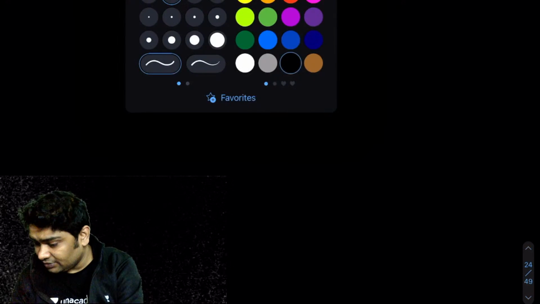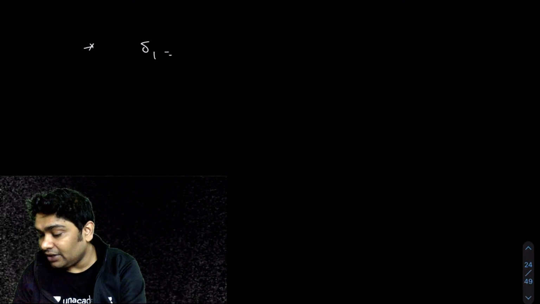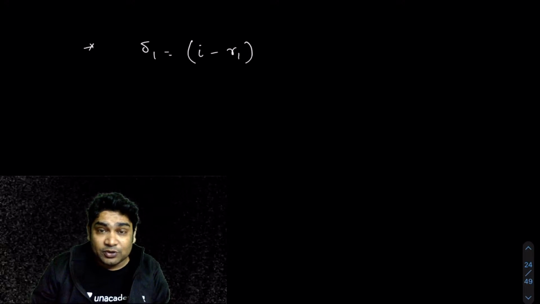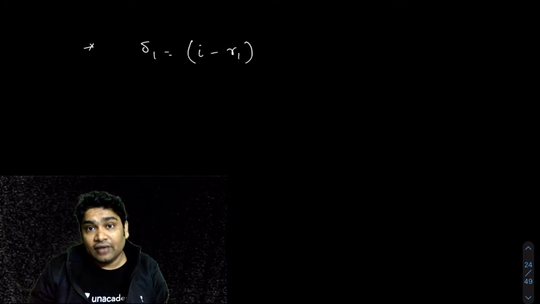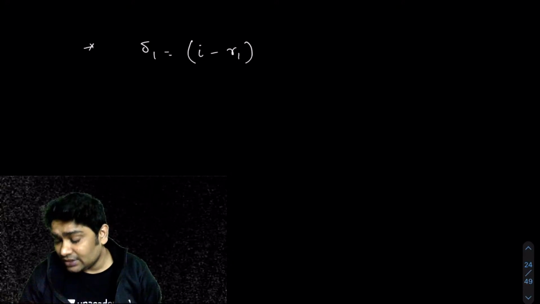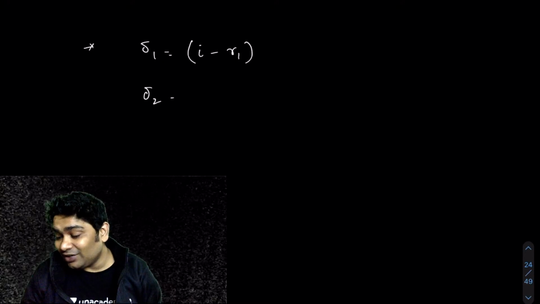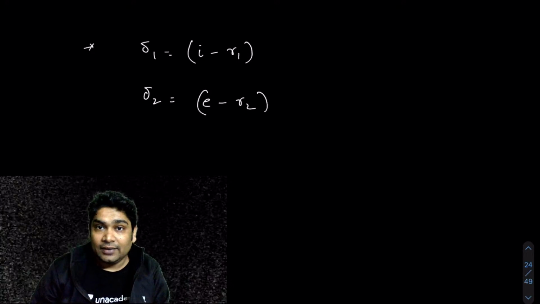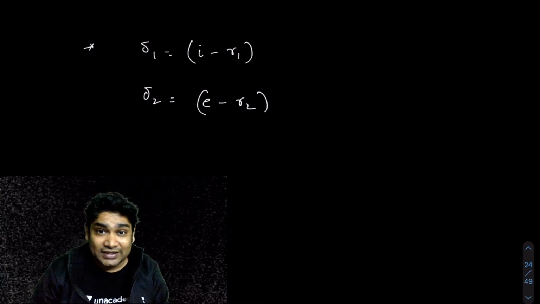So from the refraction at the first surface, delta 1 would have been I minus R1. That is the deviation produced by any refraction. After any refraction, the angle of deviation is I minus R. Similarly, what will be delta 2? Delta 2 would have been E minus R2. That is the deviation produced by the second refraction.